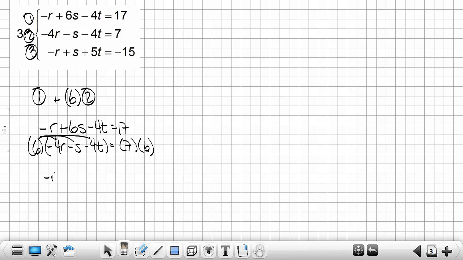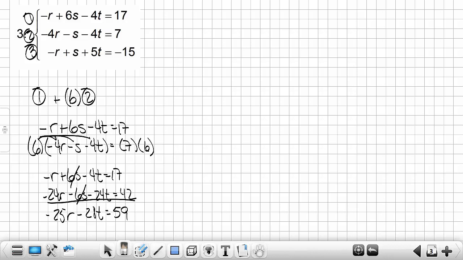So I have negative r plus 6s minus 4t equals 17. I have negative 24r minus 6s minus 24t equals 42. Add those. That's going to give me negative 25r. My s's are going to cancel like I want. Negative 28t equals 59.